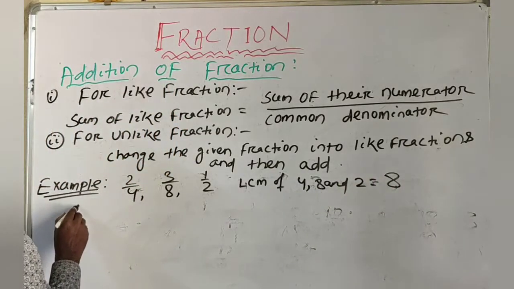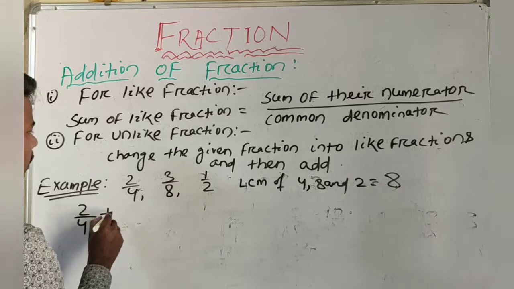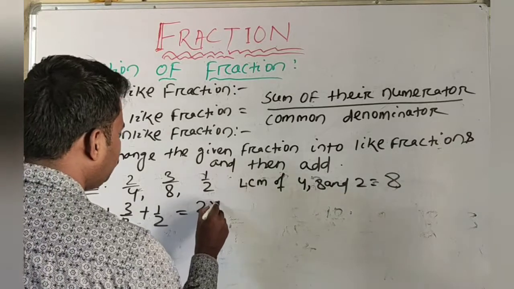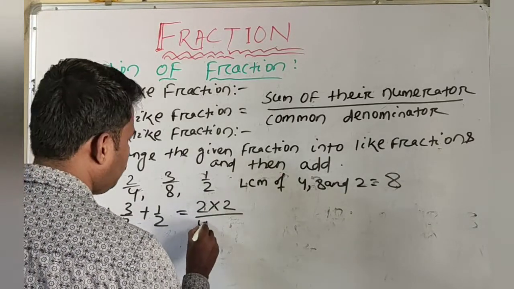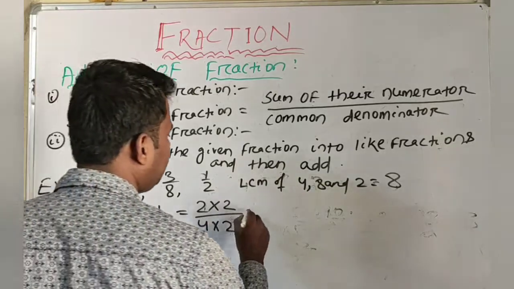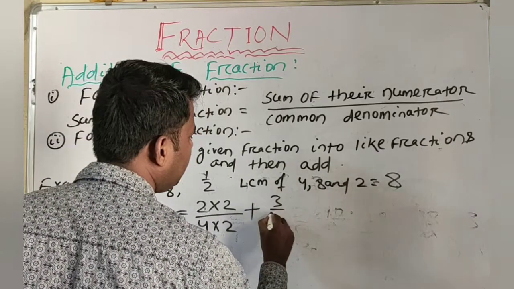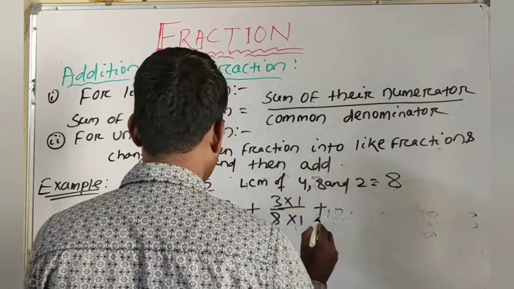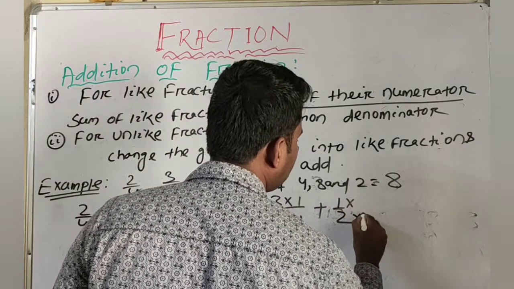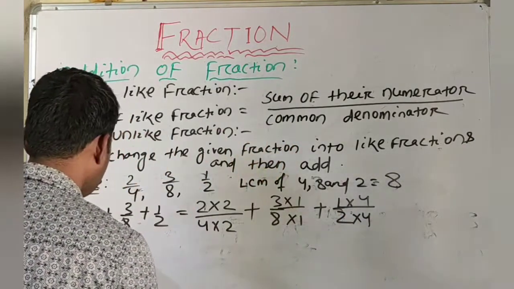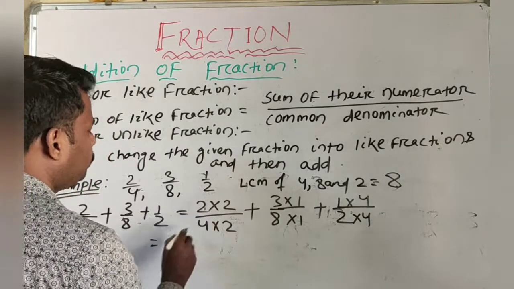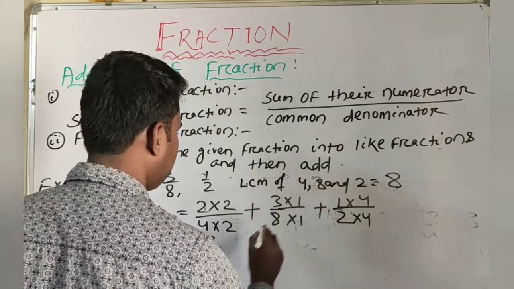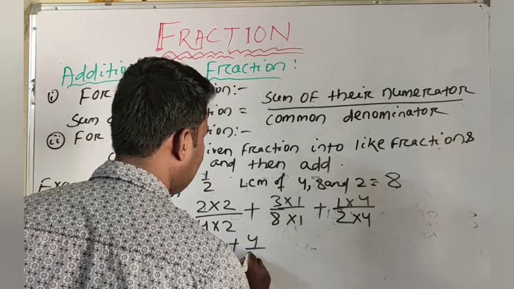So we add 2 by 4 plus 3 by 8 plus 1 by 2. 2 by 4 becomes 2 into 2 over 4 into 2. We have to put the same denominator, then we can add. 3 by 8 stays, and 1 by 2 we multiply by 4 in numerator and denominator. Next it will be 4 by 8 plus 3 by 8 plus 4 by 8.